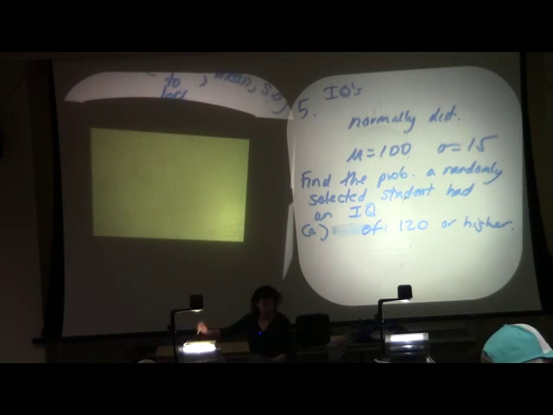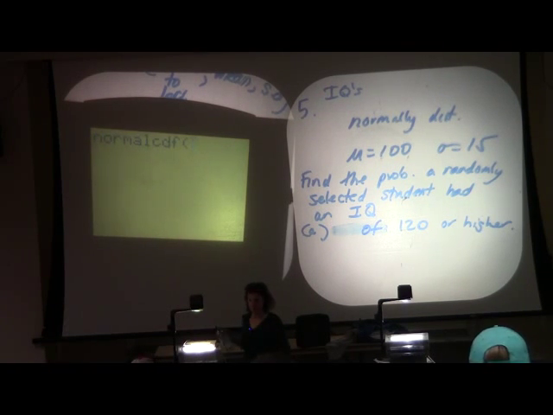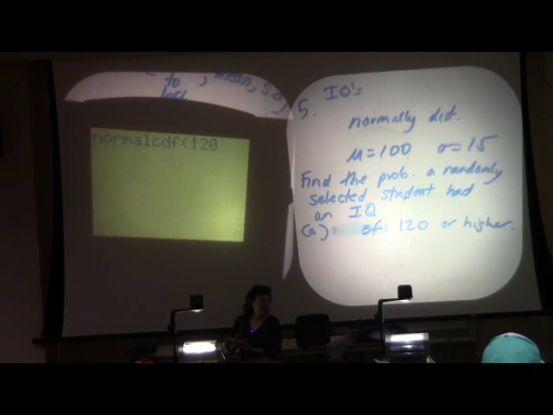So, check it out. And Hannah, tell me if you get this too. What you do is you hit normal CDF. Are you guys ready? We want to do 120 or higher. What is my lower? 120. Put a comma. What do we put for our upper? 10 to the 99. What's my mean? 100. What's my standard deviation? 15. Close your parentheses.